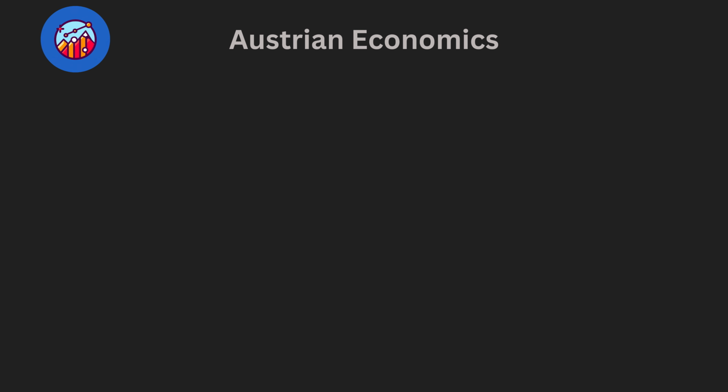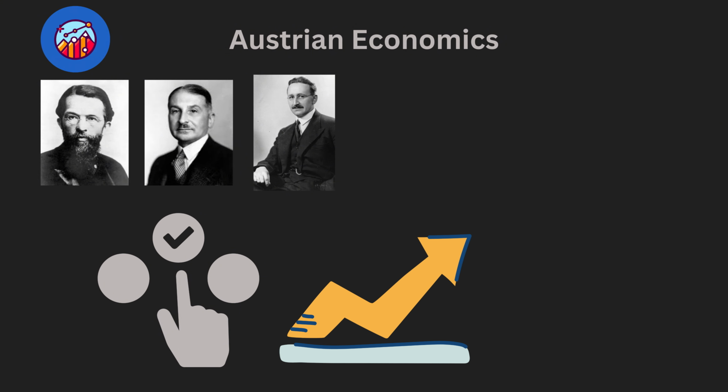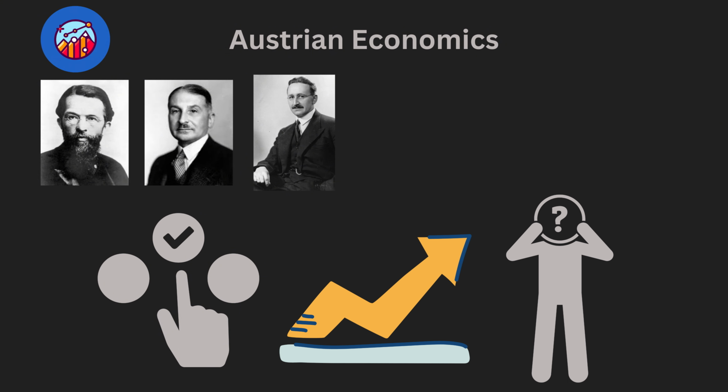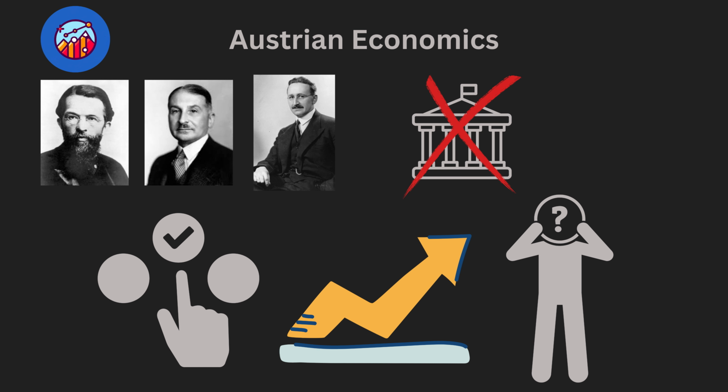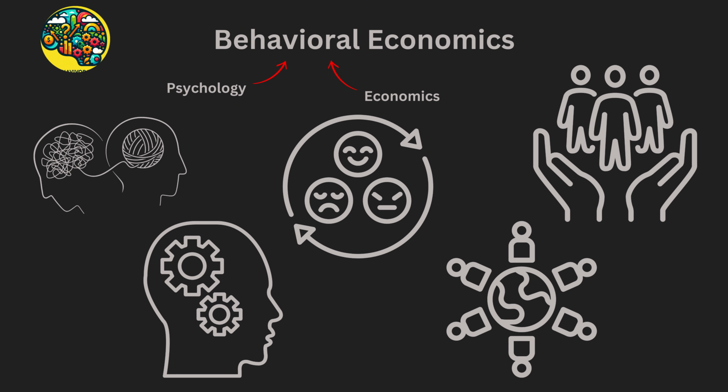Austrian economics. This school of thought, originating from the work of Carl Menger, Ludwig von Mises, and Friedrich Hayek, stresses the importance of individual choices, free markets, and the unpredictability of economic phenomena. Austrian economists criticize central planning and advocate for a minimal state role, emphasizing spontaneous order and the informational efficiency of markets.